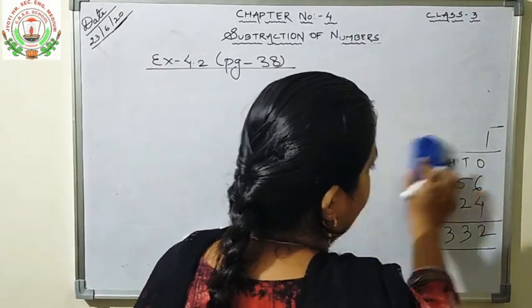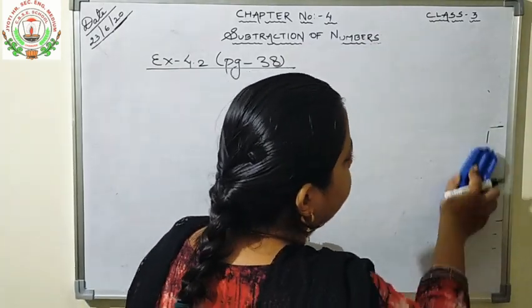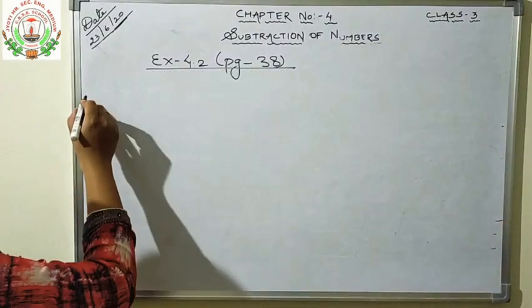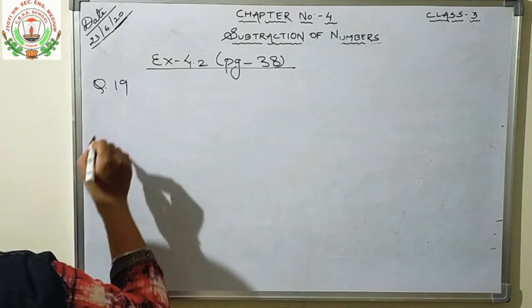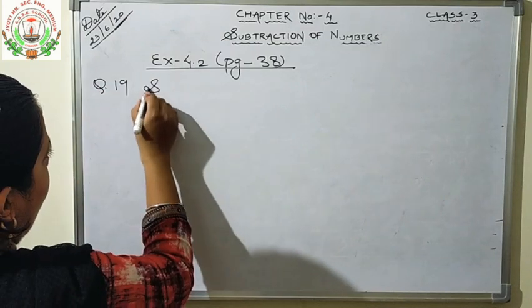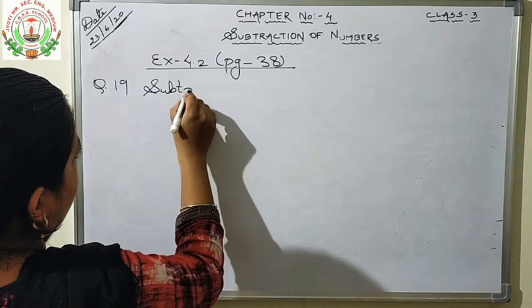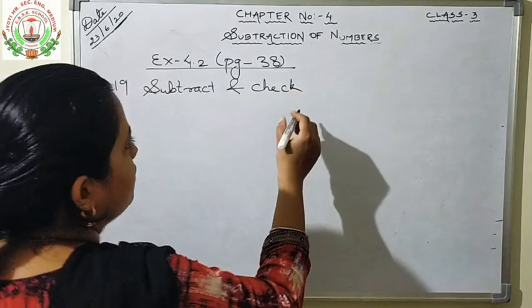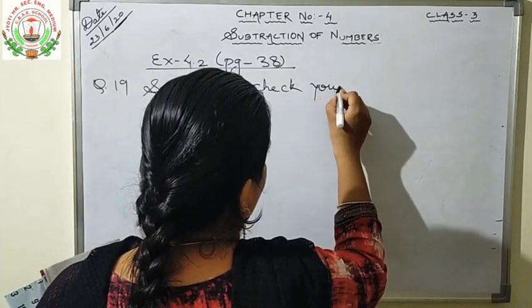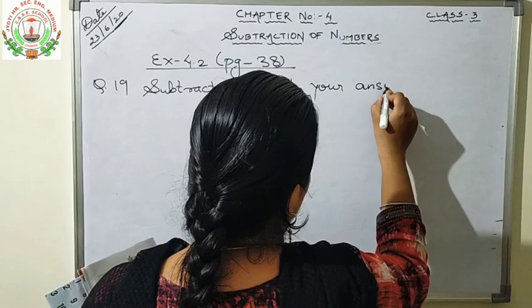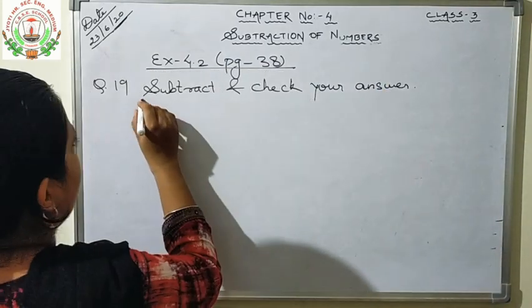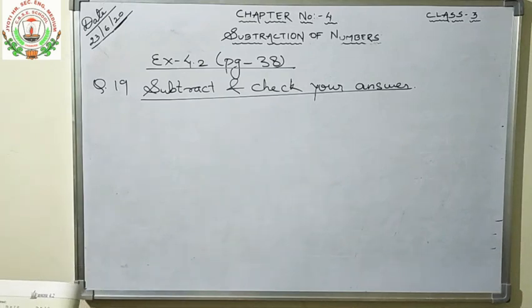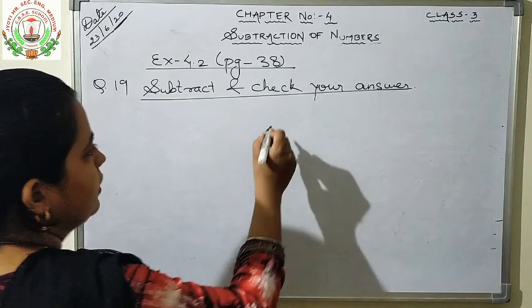Question number 19 you will solve in your copy. Question number 19 is subtract and check your answer. See how we will solve this question. We will subtract simply, and the new thing is how we will check your answer.